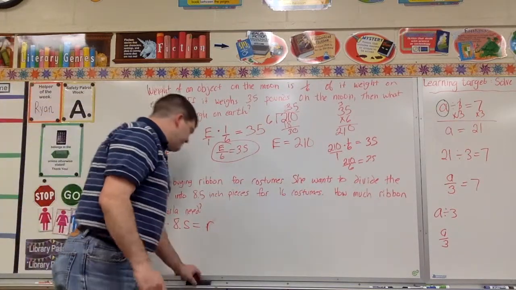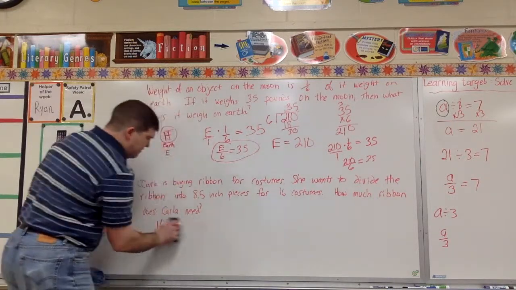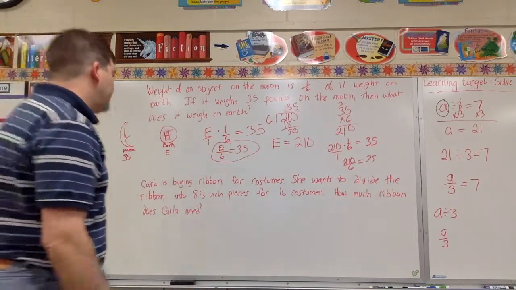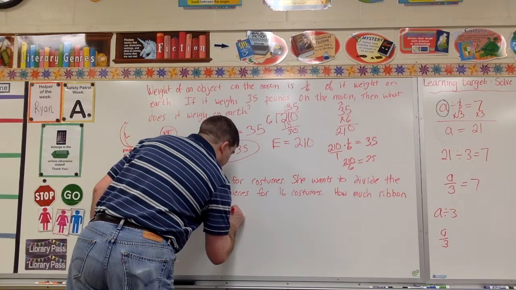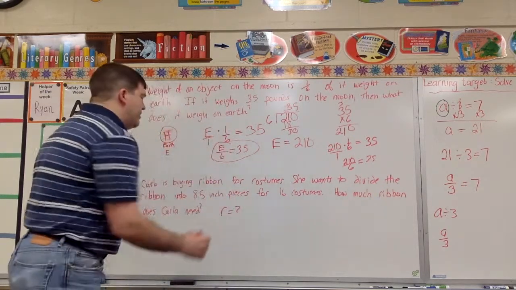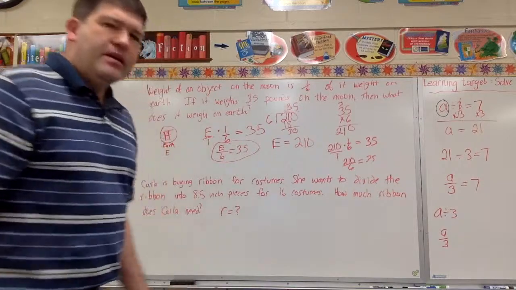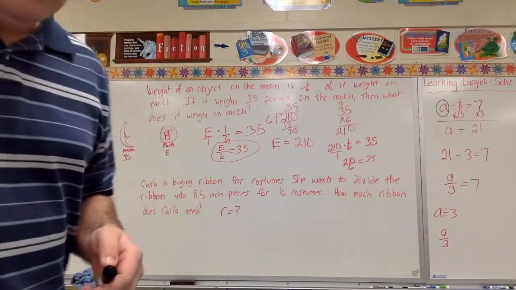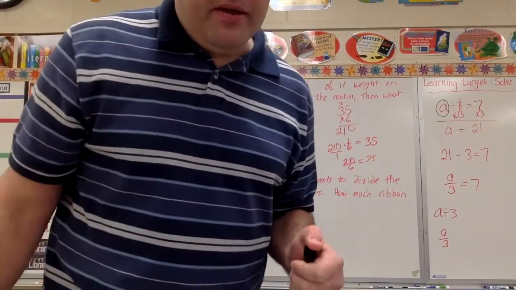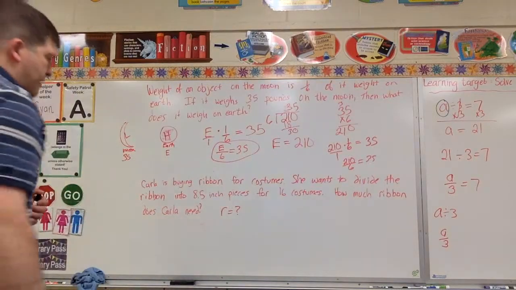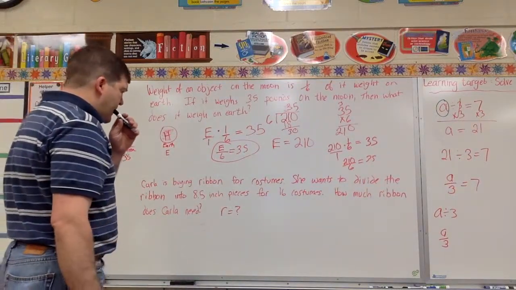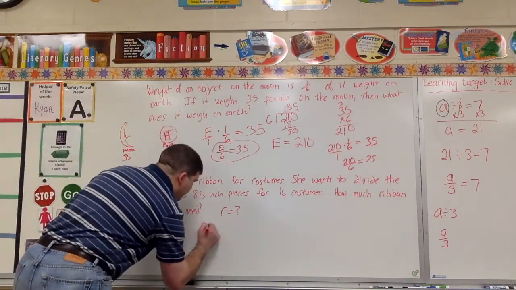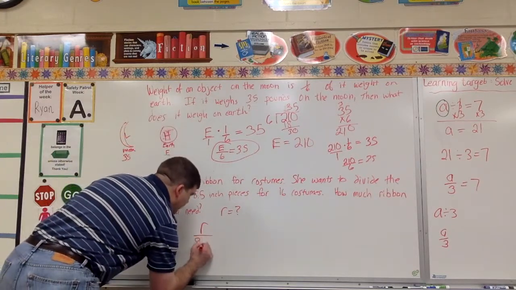Let's do this a different way, because we want to set it up as a division one. So we don't know how much ribbon she needs. Total ribbon is the question. Okay? So if I take my total ribbon, I'm going to divide it. If I take my total ribbon, I divide it by 8.5.